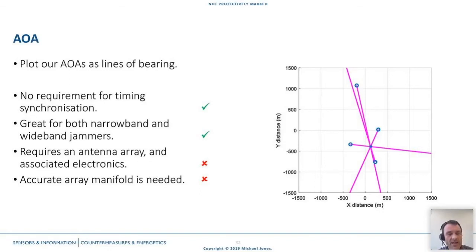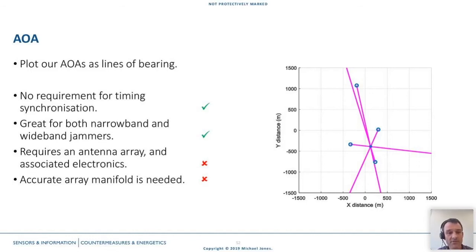So angle of arrival has its complications, but it also has some great benefits over the previous technique, time difference of arrival. With angle of arrival, we don't have any requirement for timing synchronization, which is great. So there's no dependency or hidden dependency on GNSS for doing this. And it's also good for all types of jammers. It works against both narrowband and wideband jammers, whereas TDOA has limitations on the type of jammer it can geolocate.